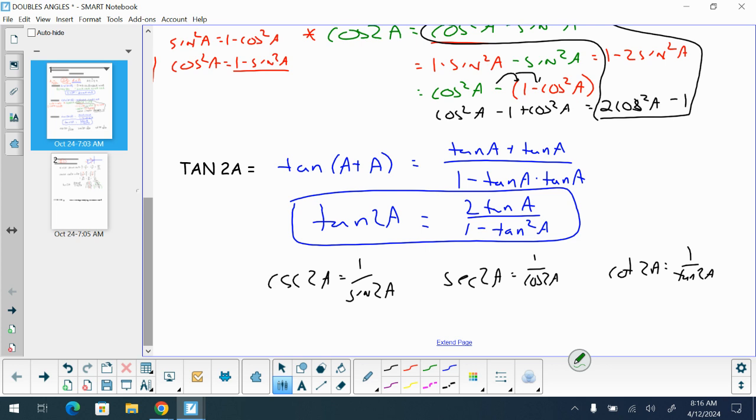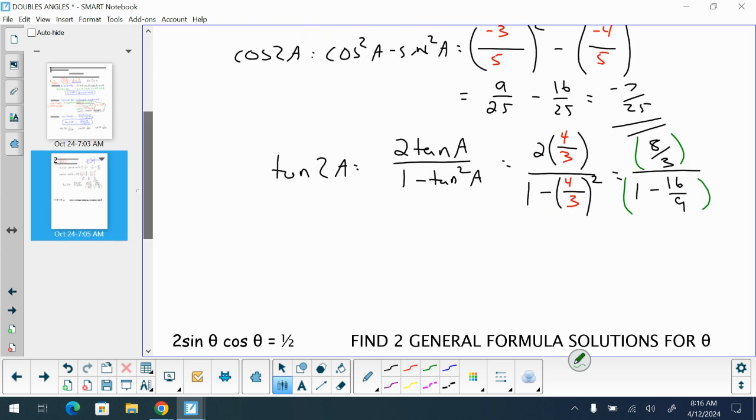You have 1 minus 16/9 up top on the front. If you want to, once again, if you want to advance yourself, you get a common denominator, you multiply through by 9. So on top we have 8 times 3. On the bottom we have 9 minus 16. So we have 24 over -7 or -24/7. Or if you use the calculator, you should get the exact same solution.